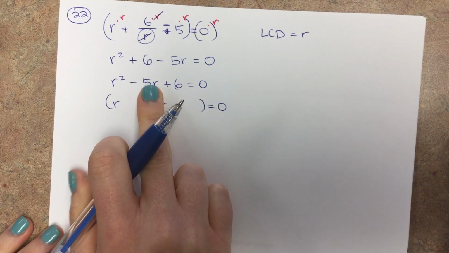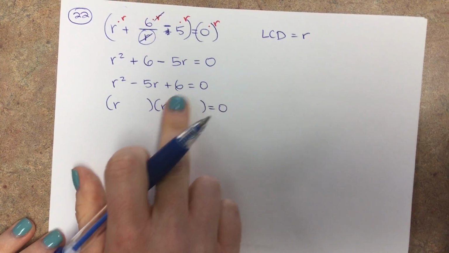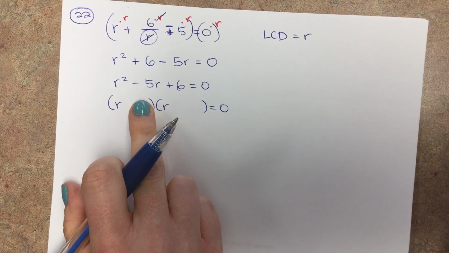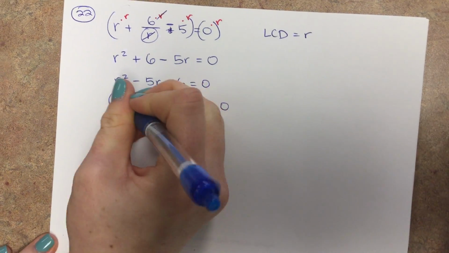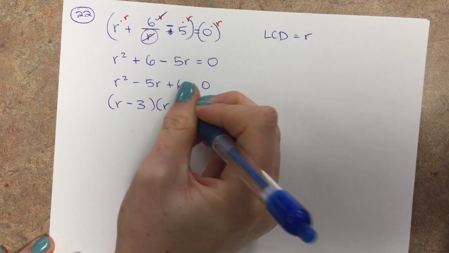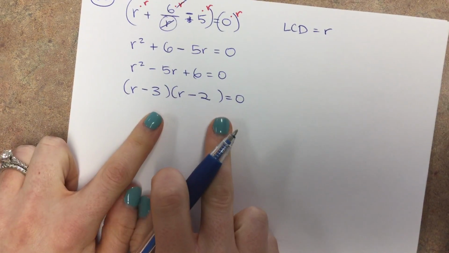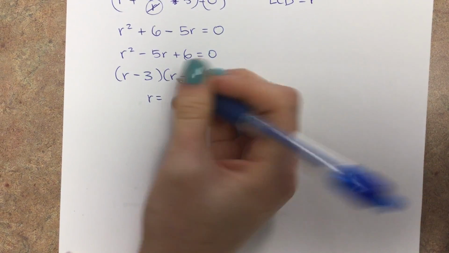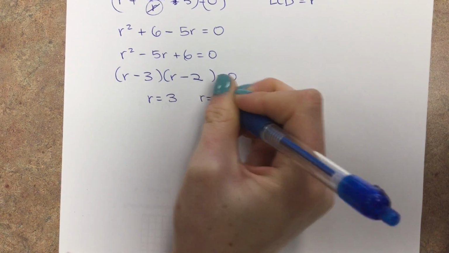Okay, 6s and 5s. People have a really hard time with 6s and 5s. Multiply to positive 6, add to negative 5. Good. Minus 3, minus 2. Good. 2 negatives multiply to a positive, but they add to a negative. So for my R values, I would get R equals 3 and R equals 2.